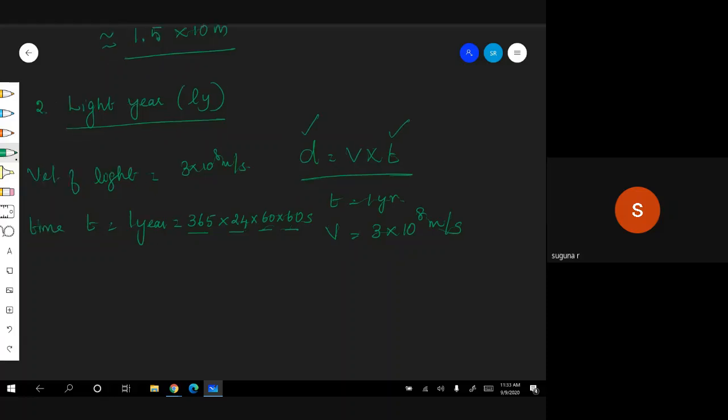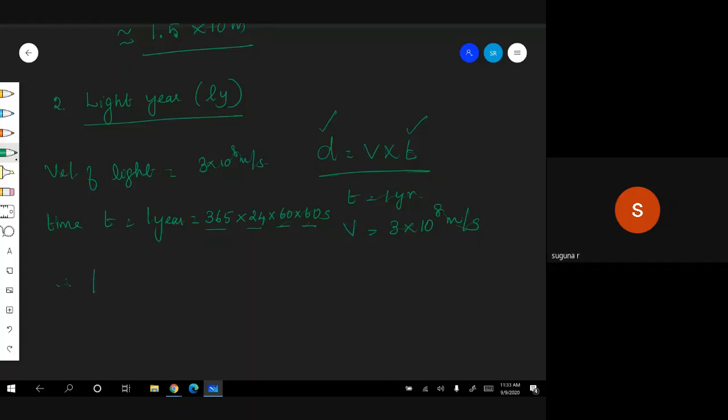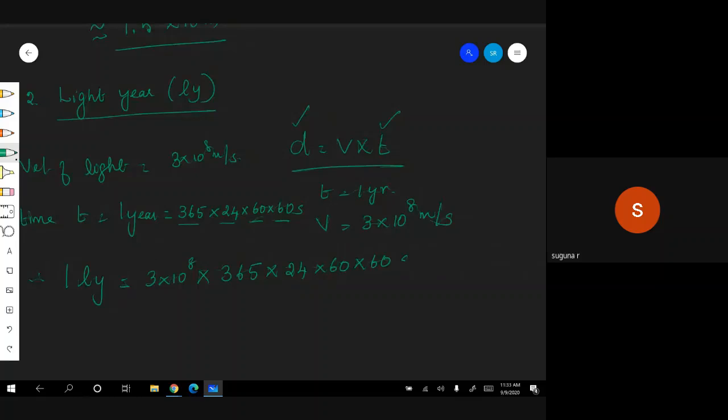Therefore, what is 1 light year? 1 light year is nothing but distance, which is velocity into time. Velocity is 3 into 10 power 8 meter per second, and time is 365 into 24 into 60 into 60 seconds. Are you following? The second will cancel. Therefore, you will get the answer in meters.